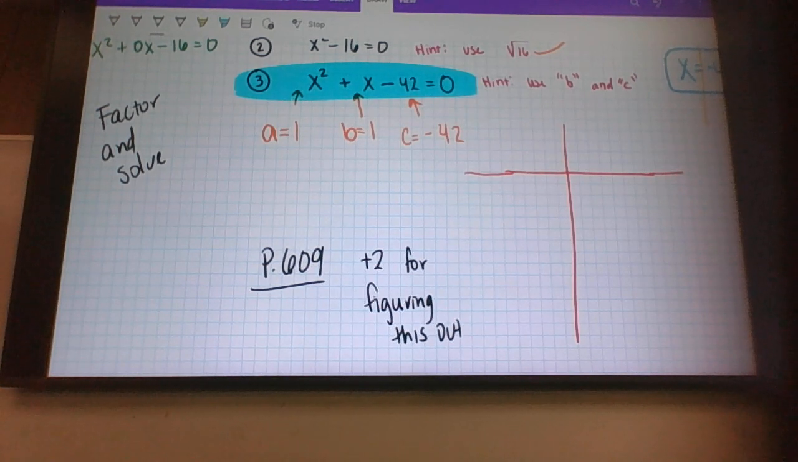Two times 8 is 16. 2 plus 8 is... No, I know what this is. Yes, I know what it is.